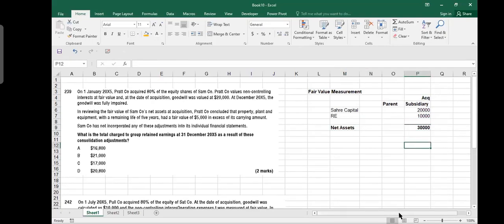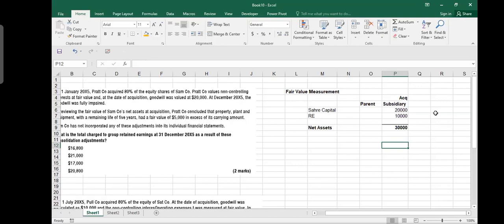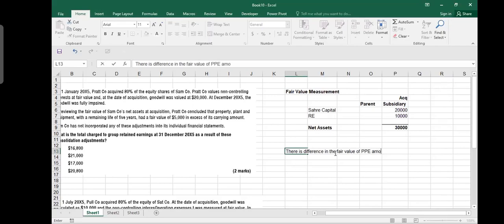And naturally, in the balance sheet, when you make down the net assets, the other side balancing figure is the total assets. Then they tell you that there is a difference in the fair value of property, plant, and equipment amounting to, say, $3,000 on the subsidiary's financial statements. It is possible that the subsidiary is showing its non-current assets with the cost model, like the net book value model, whereas the parent has a policy of measuring at fair value.